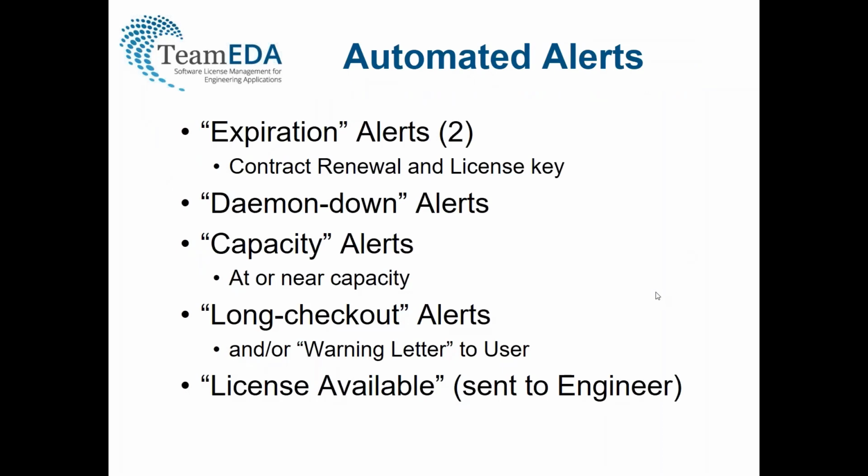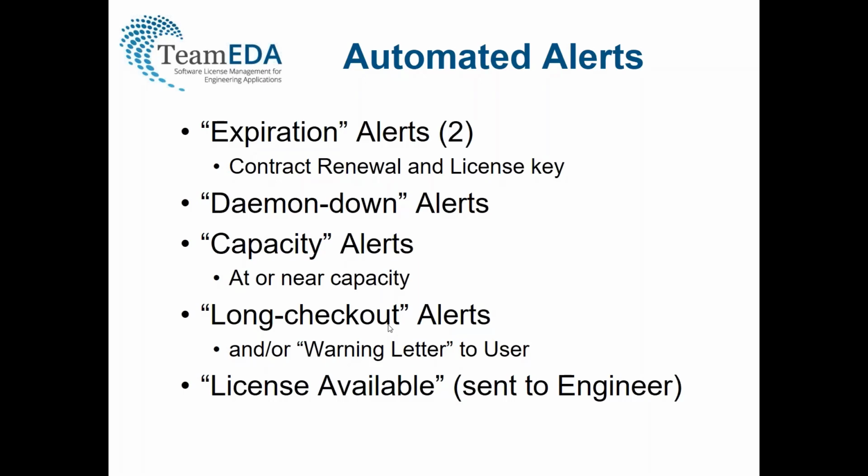A lot of times you just want to be alerted to something automatically, and so again, as I mentioned earlier, you want to be notified on your contract renewals, your vendor renewals, in advance, 30, 60, 90 days in advance. So that's one of the expiration alerts that we have. But we also have an alert set to watch the license key expiration date, and you can get an alert on that 15 days in advance, 30 days in advance, whatever you want. We have alerts for daemon down. We have alerts for at capacity, meaning all licenses are checked out. We have alerts that you can set up for any given tool.